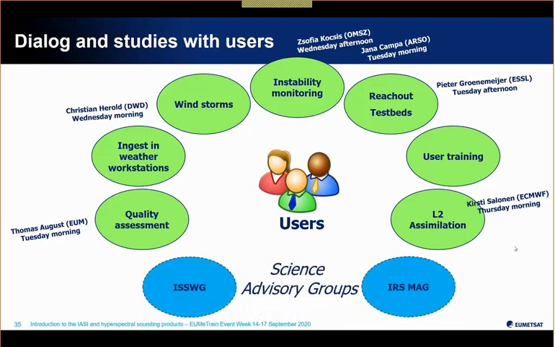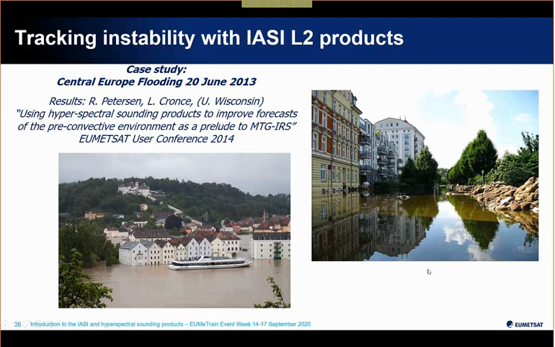And to help, we also rely on contribution from the Scientific Advisory Group for EASI, IASI-NG on the left side, and the IRS Mission Advisory Group on the right side. So, okay, tracking the instability with EASI Level 2 products, I'm going to show qualitative examples just to illustrate the work, and more details will be provided by the speakers in the rest of the week.